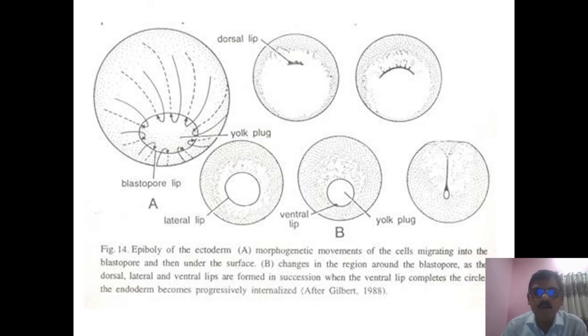This is how the formation occurs. This is the dorsal lip. It is formed, then this dorsal lip expands, and after that there is a formation of the lateral lip, and later on the ventral lip is formed, which completes the circle. And due to this, the yolk plug is formed. And through this yolk plug, the cells will migrate toward the inward position. This is how there is a formation of the opening that is called the blastopore.